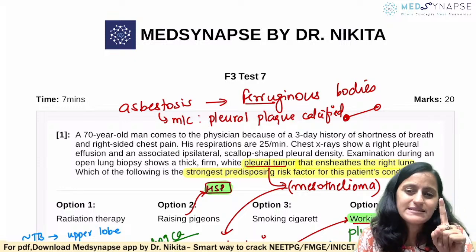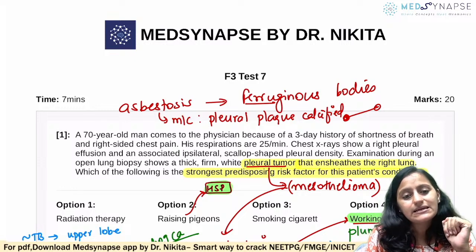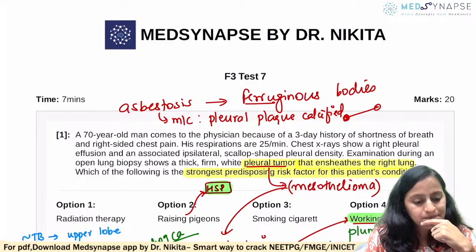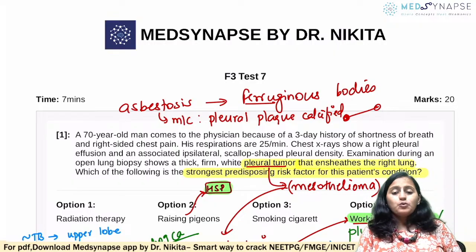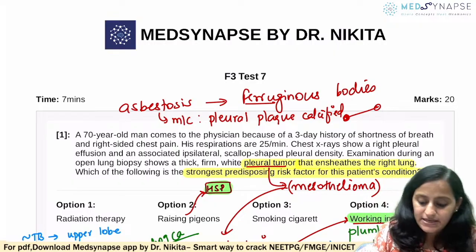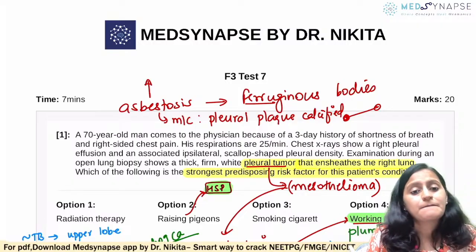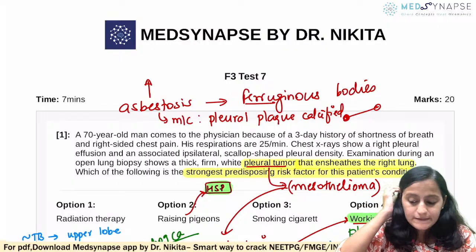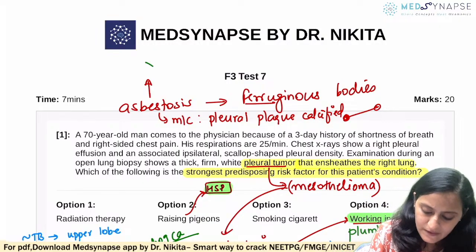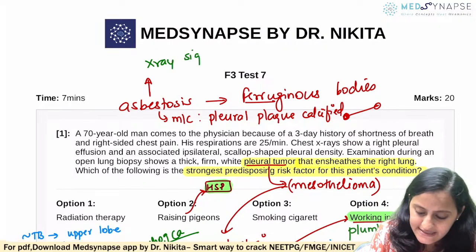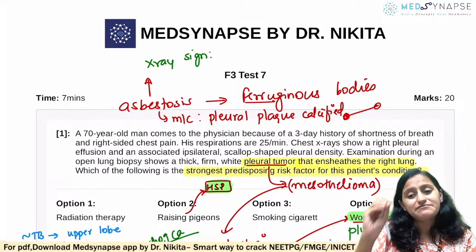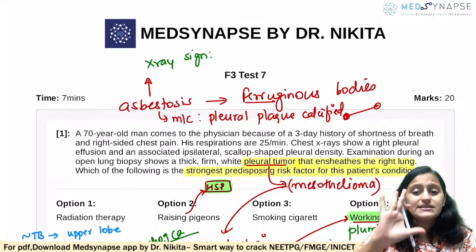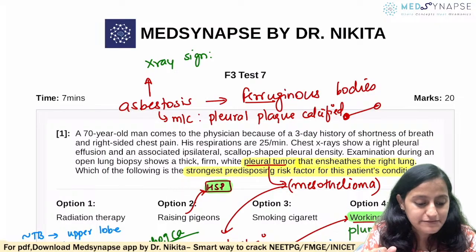Can you tell me one sign that you see in X-ray in asbestosis? Anybody? What sign do you see on X-ray in asbestosis? The calcified pleural plaques. When you see them in phase, what sign do they give? Let me see who gets this right.